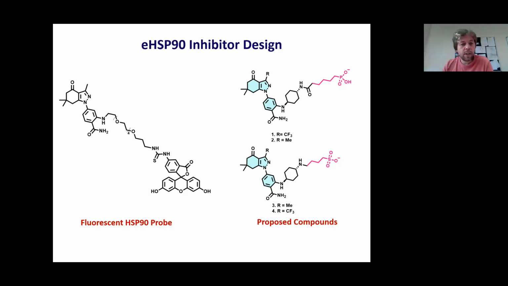We also did some in silico work. Fortuitously, there was a co-crystal structure of SNX2112 crystallized in with HSP90, and our compounds, when docked in, shown in purple, showed a similar binding mode to the parent inhibitor, and our alkyl chain orientated outside the pocket, indicating that it wasn't going to disrupt target binding, which is of course essential.